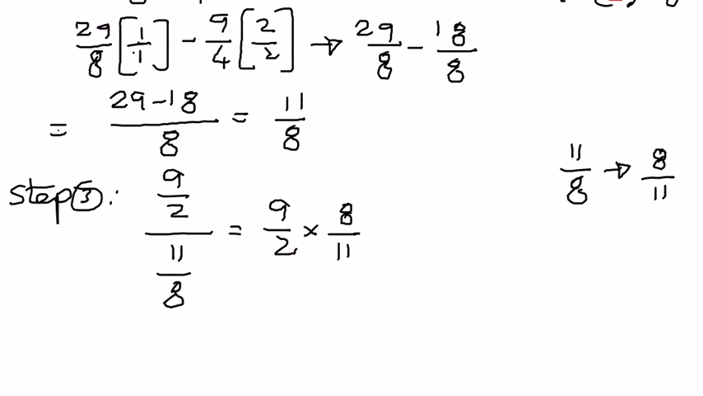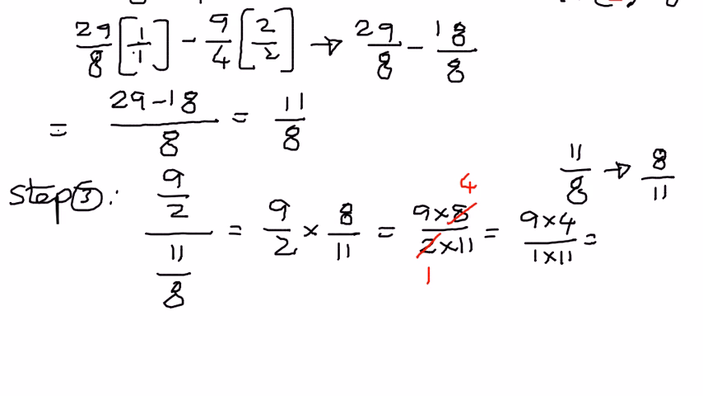Now we multiply the numerators, 9 times 8, and multiply the denominators, 2 times 11. Now we see that we have 8 in the numerator, 2 in the denominator. 8 is a multiple of 2, so we can reduce it some more. 2 times 1 is 2, 2 times 4 is 8. And therefore, we can write it as 9 times 4 divided by 1 times 11. 9 times 4 is 36, divided by 1 times 11 is 11.